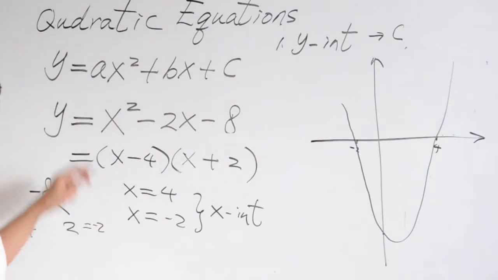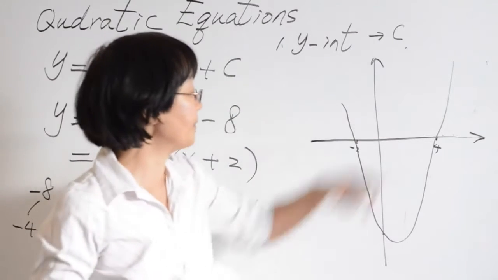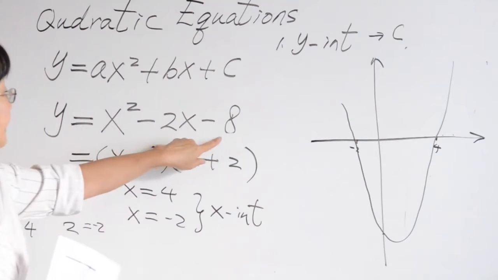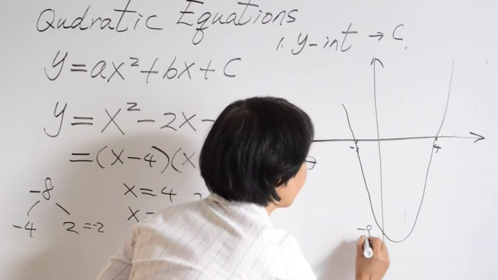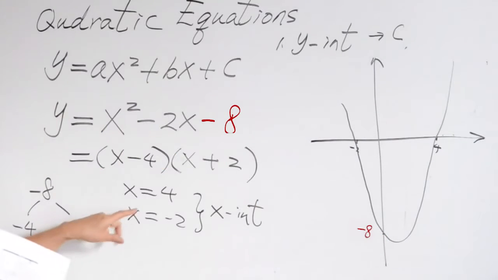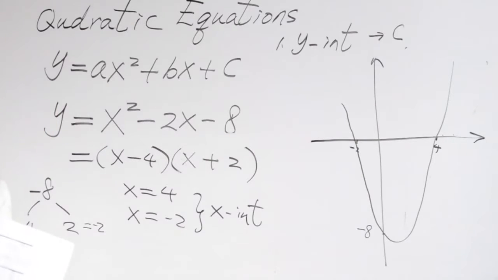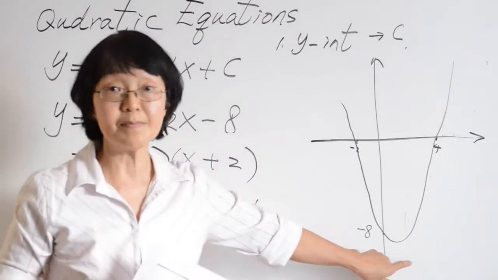Agree? Because A is a positive number, I know it opens up. It will not be opening down. And next, I know that's -8, so it goes through there, -8. And then I find the intercepts by doing this. Now, one more thing they might ask is what is the maximum or minimum? And here we only have the minimum.